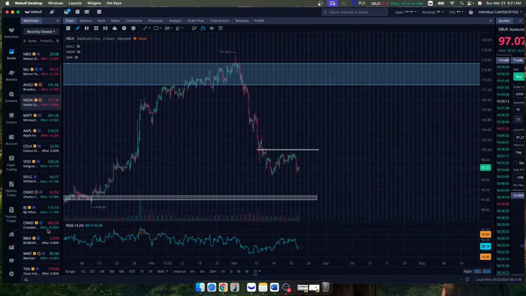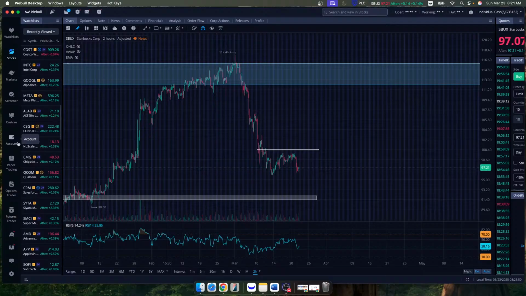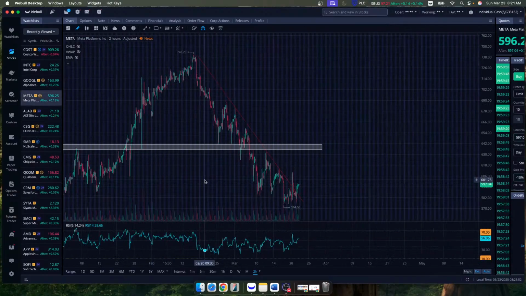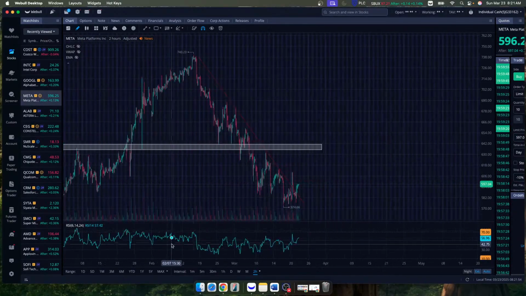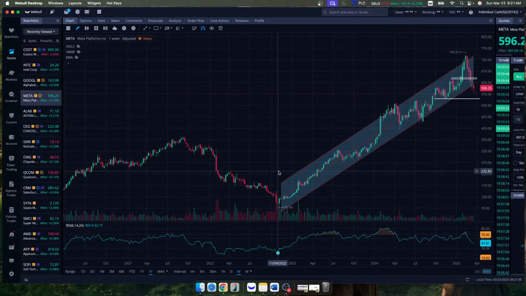You don't want to be married to these stocks. If you're going to hold them because you like them, that's fine, no problem. But you have to be cautious and be realistic and look at the trend and let it show you where it wants you to go.